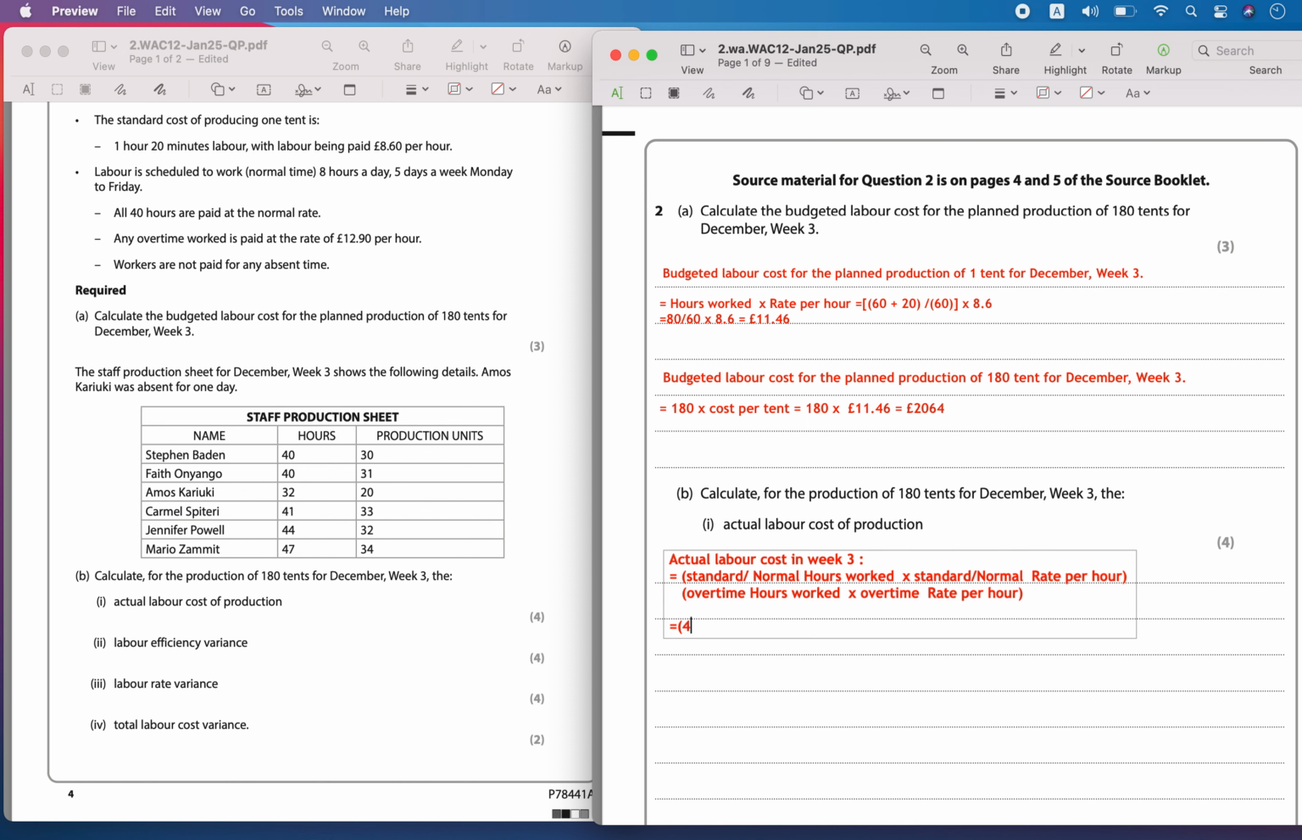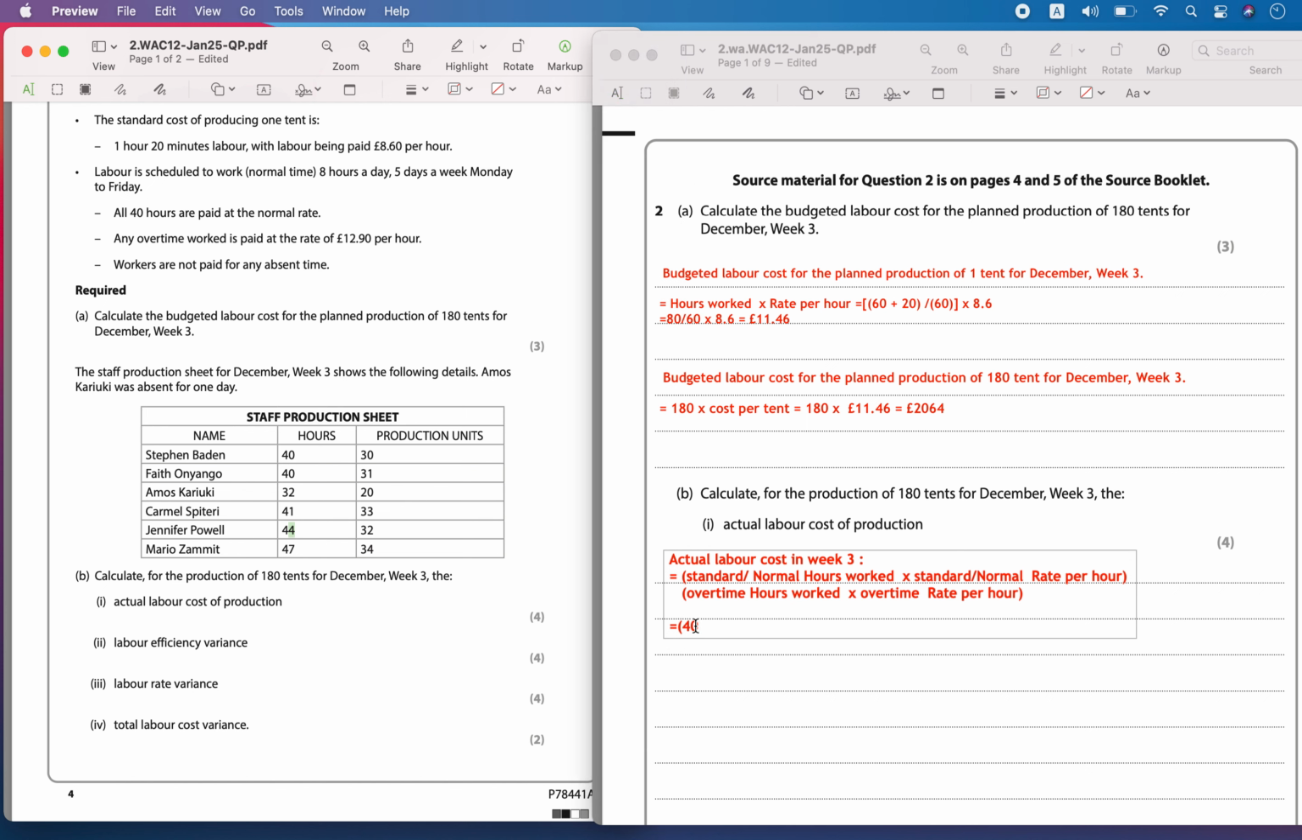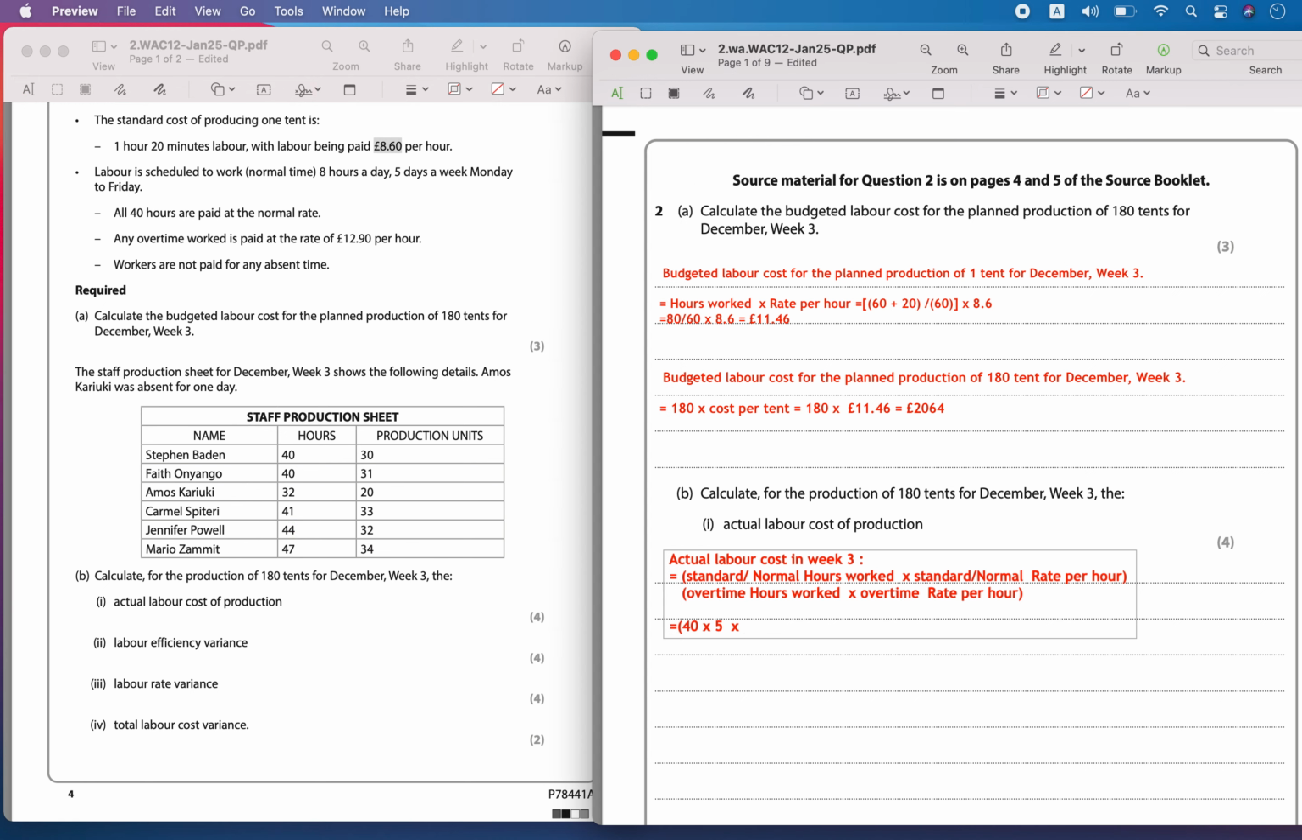Now here we can see the first person has worked for 40. So everybody is going to be paid at 40. These people have overworked, so at least 5 people, 1 2 3 4 5. There are 5 people who have worked for 40, and they are going to be paid at the rate of 8.60 pounds.